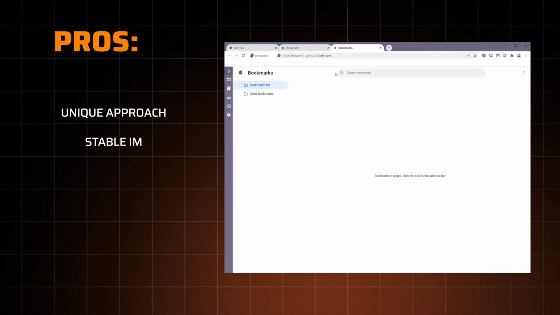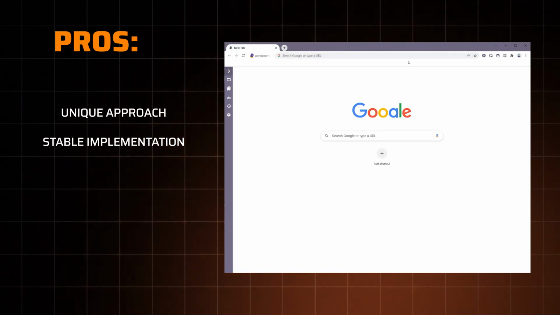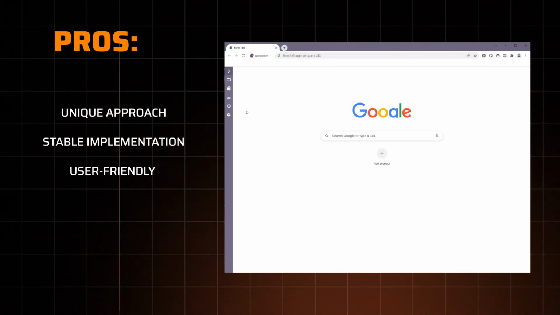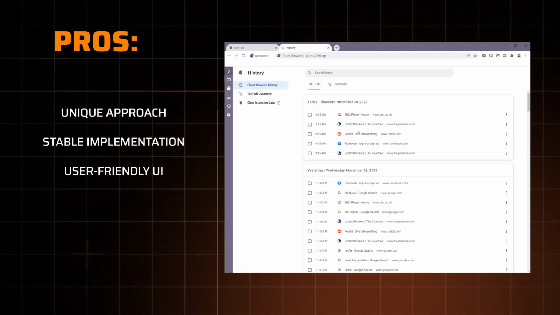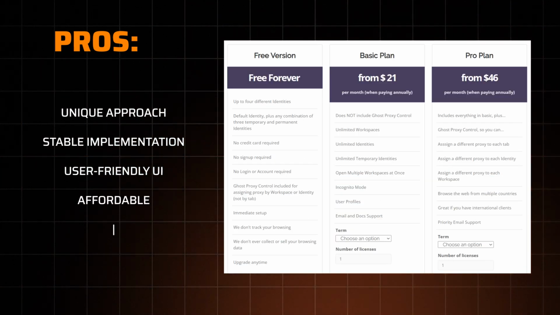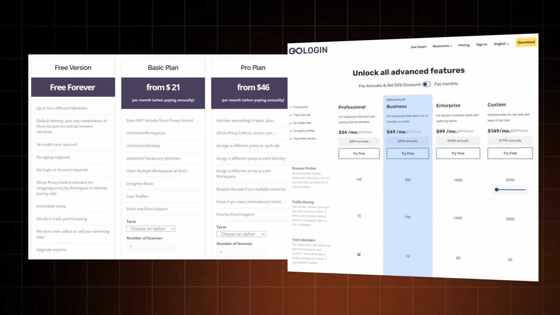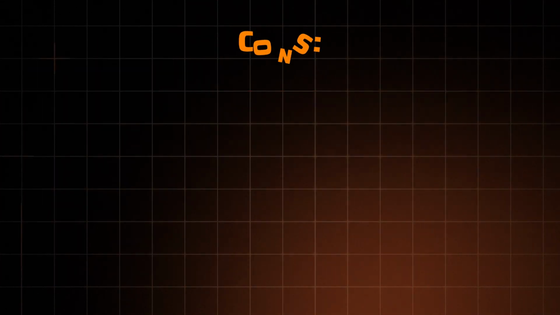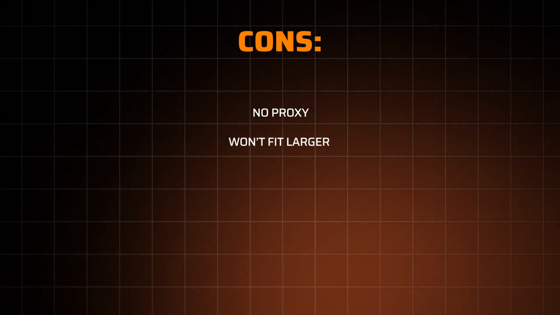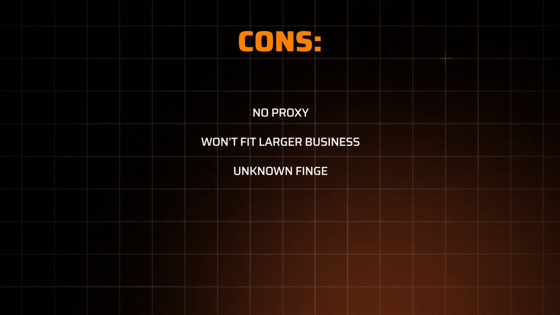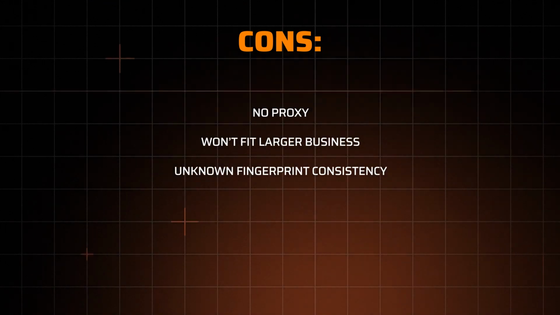This browser's stability is also better than that of the previous providers. The interface and functionality are simple enough and would fit most users perfectly. It's also rather affordable, capping much earlier than GoLogin, despite starting from a similar price point. On the other hand, Ghost Browser lacks any kind of proxy, definitely won't fit larger businesses, and despite my tests, I can't comment on the fingerprint consistency.